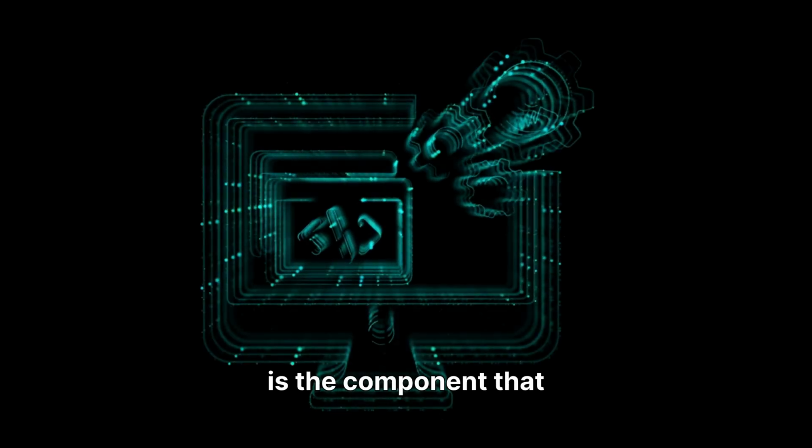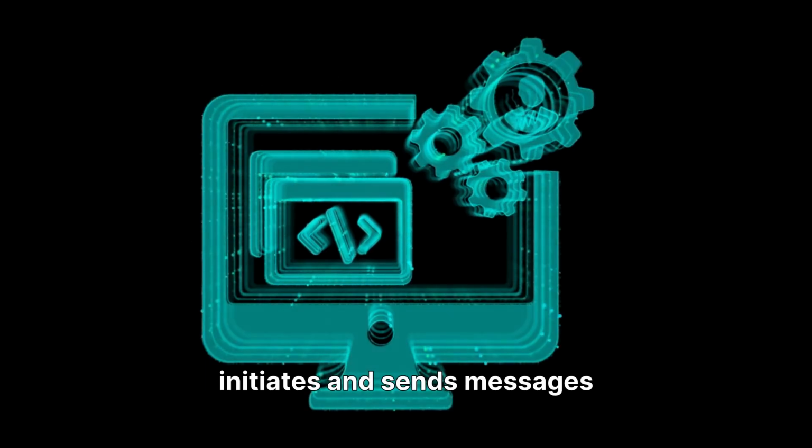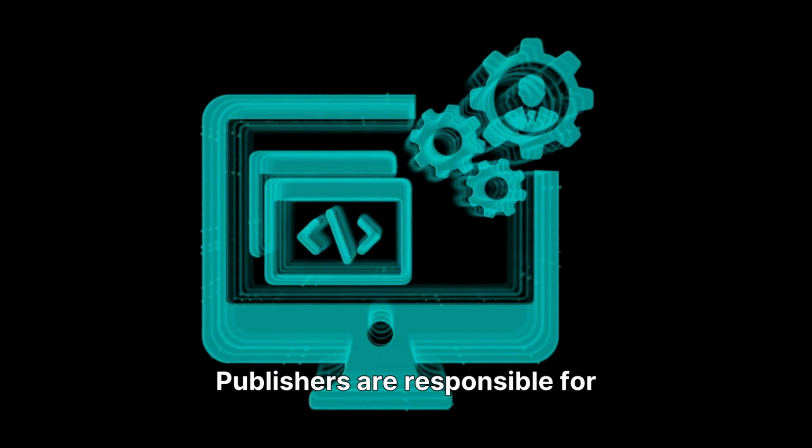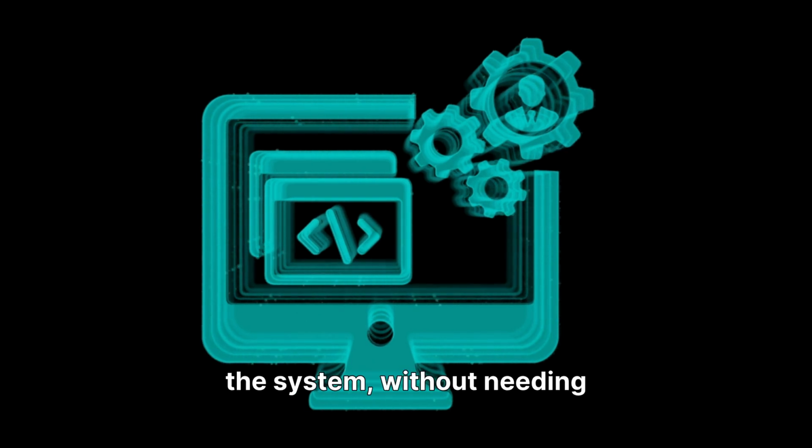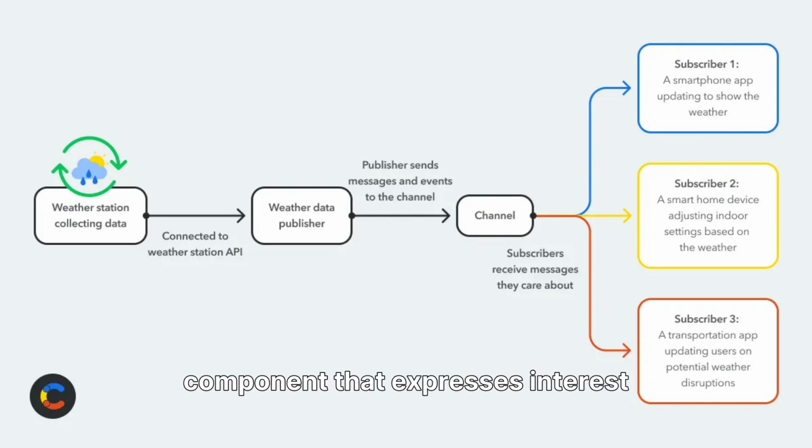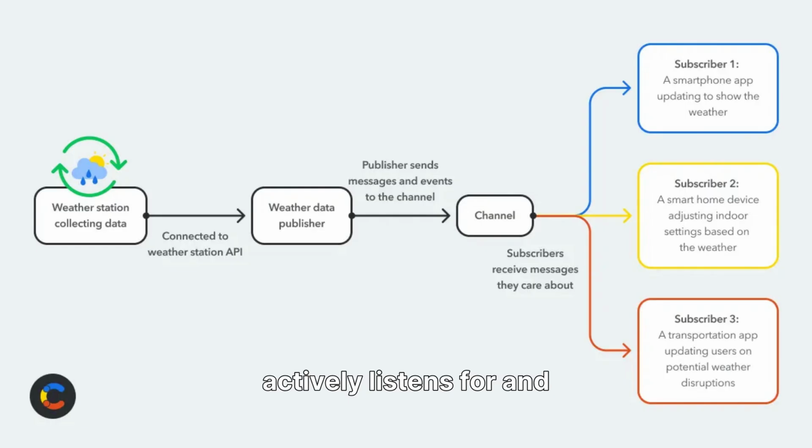The publisher is the component that initiates and sends messages to a specific channel or topic. Publishers are responsible for generating data or events and broadcasting them to the system, without needing to know who will consume them. The subscriber is the component that expresses interest in specific topics and actively listens for and receives those messages.